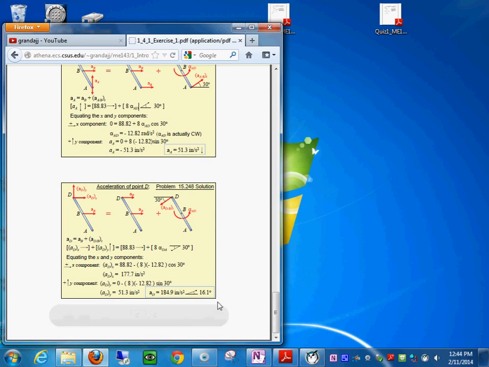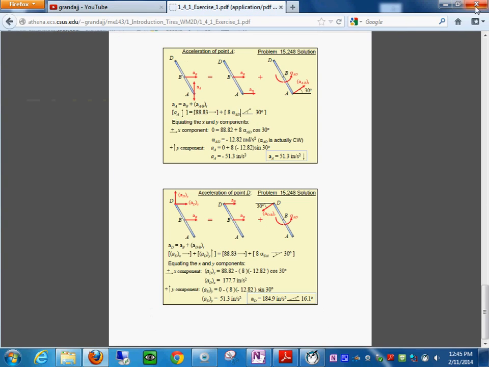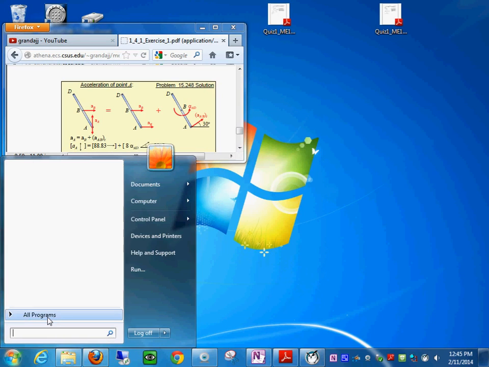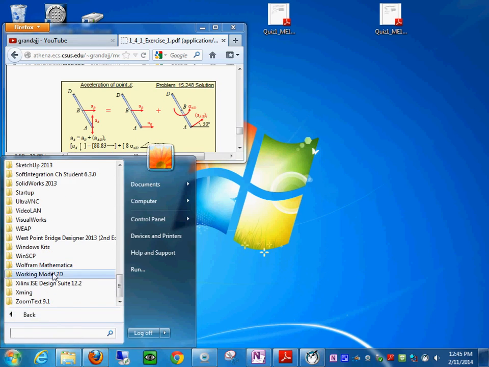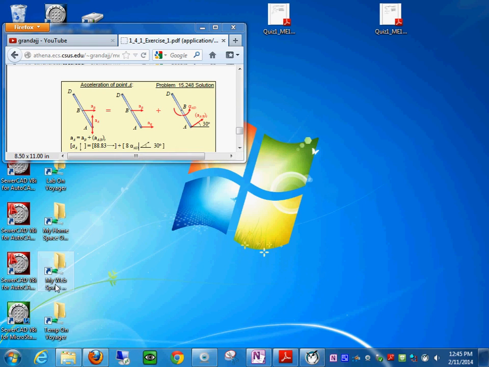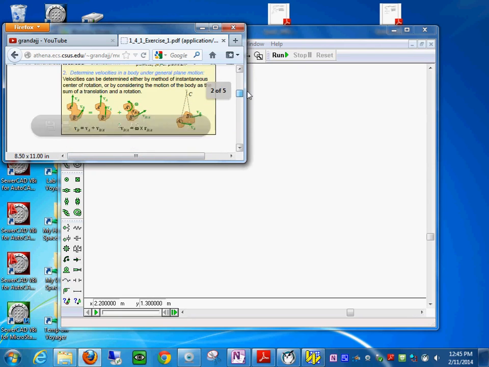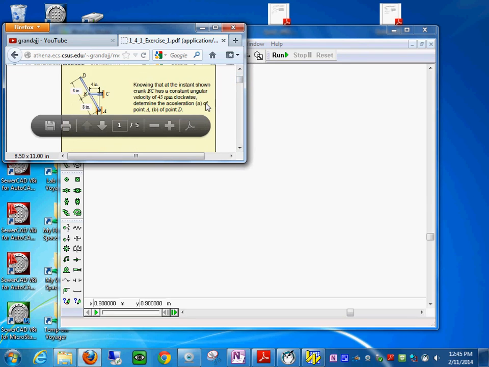Having done this, I would just maybe reduce it in size and put the solution away for reference. There we go, we're going to reduce it in size. But I am going to come to Working Model 2D and I need the solution of this. So use your creativity here, how you work it out with Working Model 2D. Let's go back to the original picture. This line here, yeah, this is what we need.